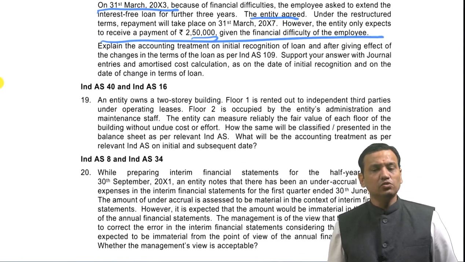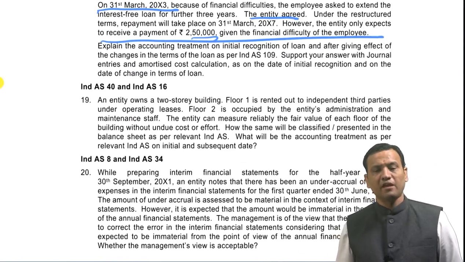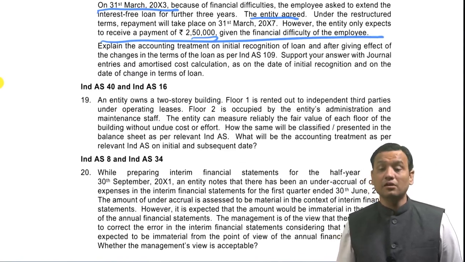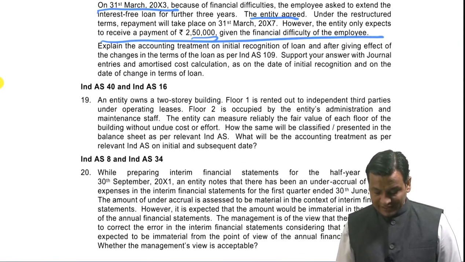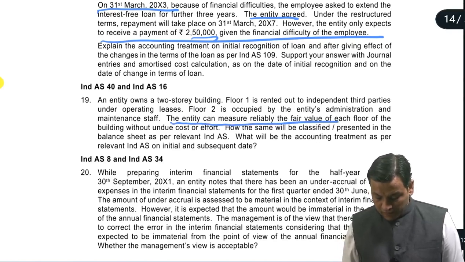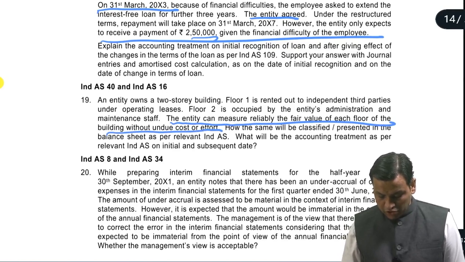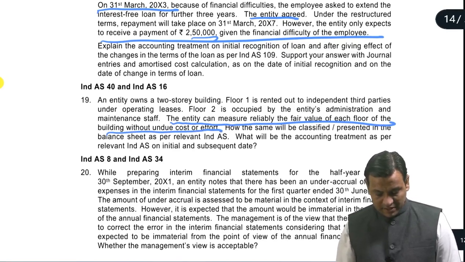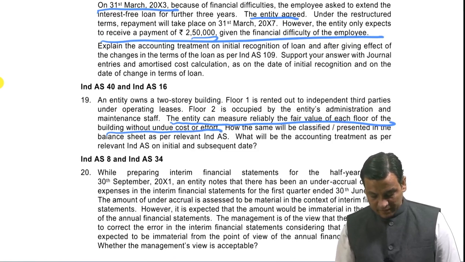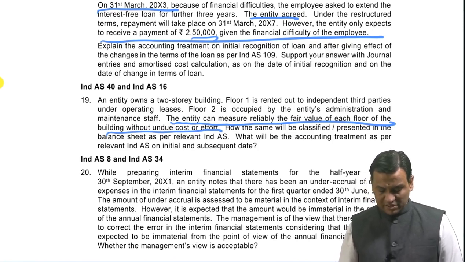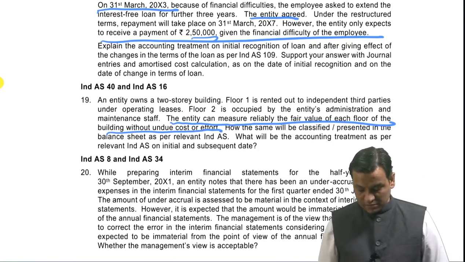An entity owns a 2-story building. Floor 1 is rented out to independent third parties under operating lease. Floor 2 is occupied by the entity's administration and maintenance staff. The entity can measure reliably the fair value of each floor of the building without undue cost or effort. How is the same classified and presented in the balance sheet as per relevant Ind AS? What will be the accounting treatment as per relevant Ind AS on initial and subsequent date?